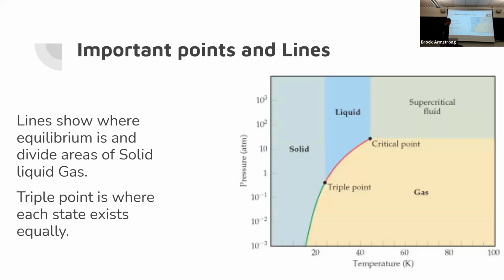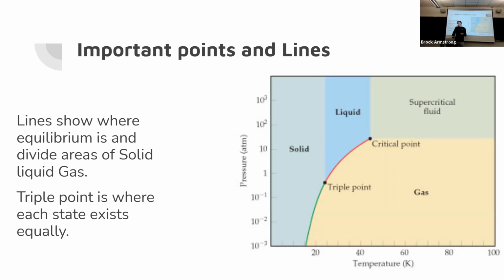So let's talk about some of the important points and lines on phase diagrams. You can see right here something called the triple point, where all of the lines come in and meet, which at this point, as you can see, solid, liquid, gas, all meet. At this point, if you reach that pressure and temperature, then your substance will be a gas, liquid, and solid all at the same time.